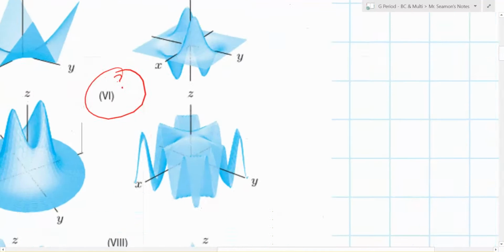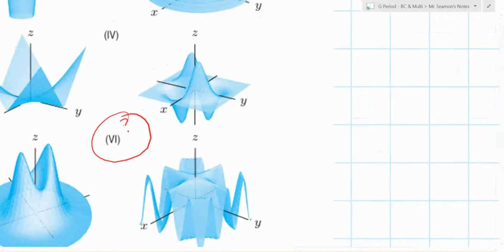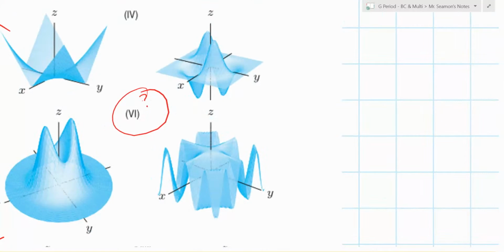Now let's go back and look at 6 here for a second. Do you see some ridges on that one? If this is correct, that's when x is 0 and y is 0. What's cosine of 0? 1. So do you see that ridge right there? Do you see this ridge right here?